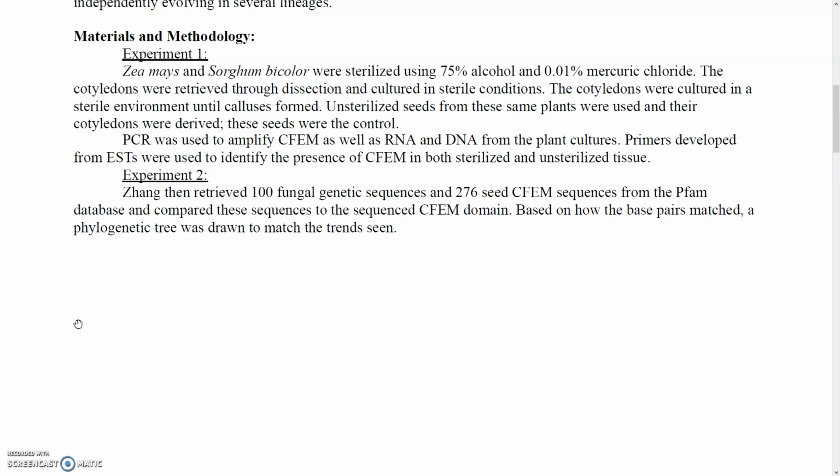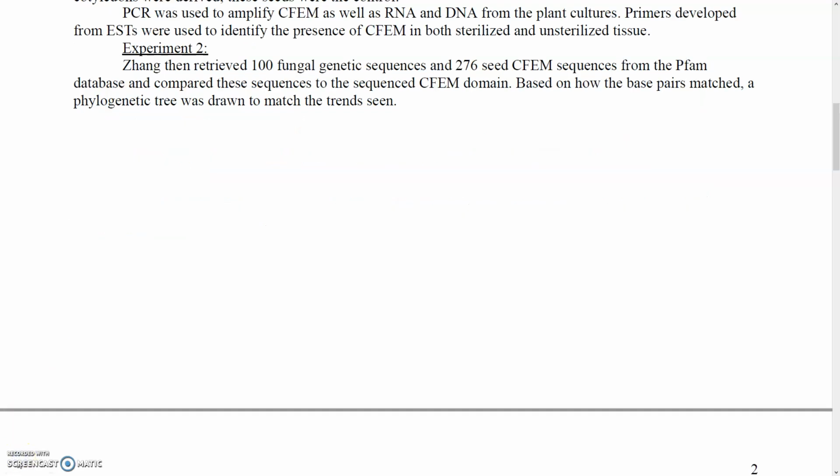PCR was used to amplify CFEM as well as RNA and DNA from both of these seed cultures. Primers developed from ESTs were used to identify the presence of CFEM in both our control, the unsterilized tissue, and our experimental tissue, the sterilized tissue. In the second portion of the experiment, Zhang used an online database, PFAM, to get fungal genetic sequences and compare them to the CFEM sequence.